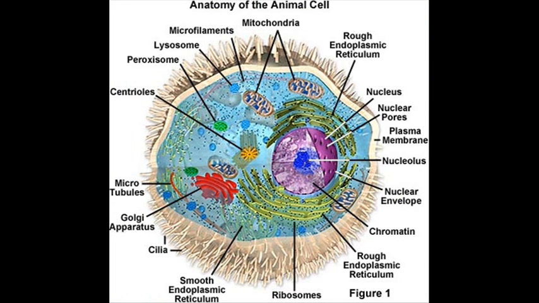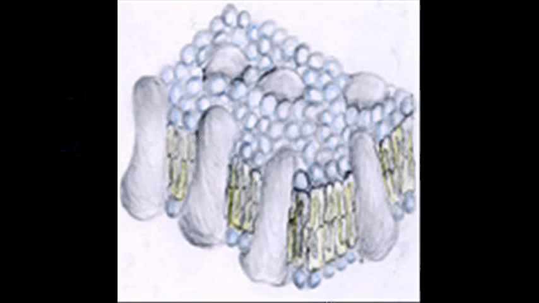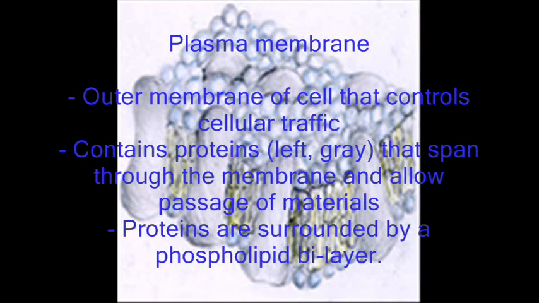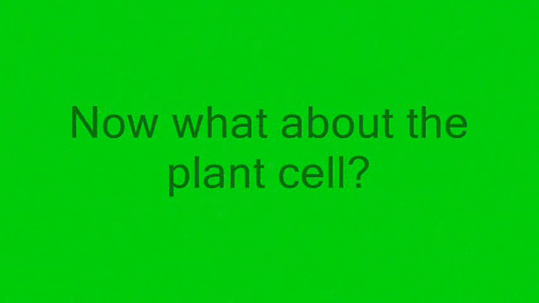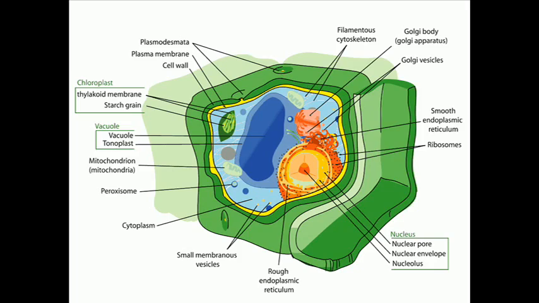Now we're back to the main, and let's go to the plasma membrane. Outer membrane of the cell that controls cellular traffic. Contains proteins. That's cool. Now what about the plant cells? This is a plant cell. The only difference between the plant cell is they have cell wall. This is the definition of cell wall. They also have chloroplast, which is coming soon.